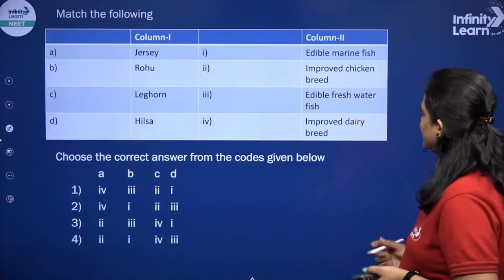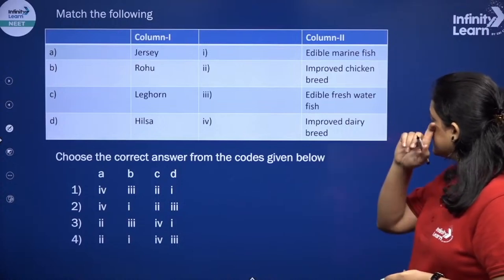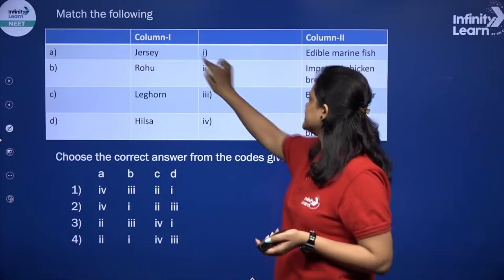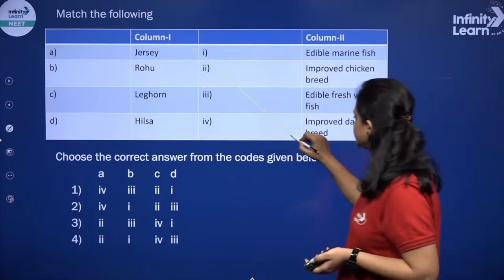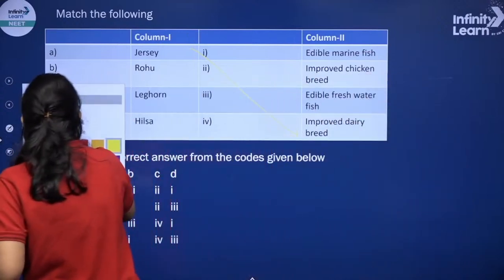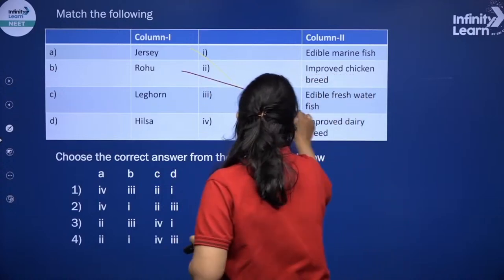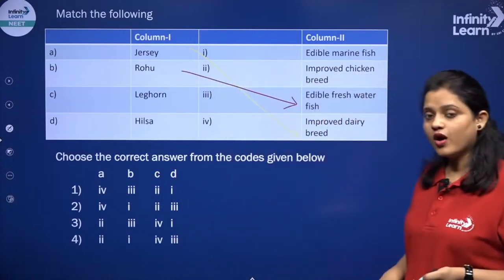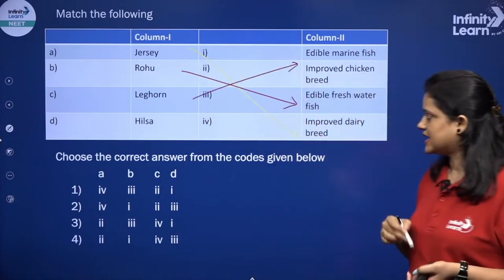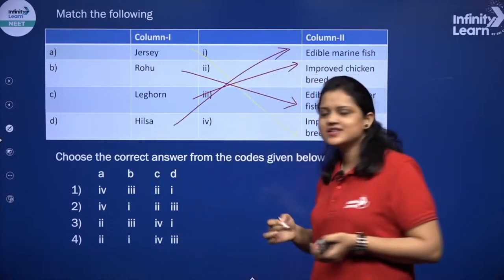Next question. Match the following. Choose the correct answer from the options given below. Jersey is an improved dairy breed, isn't it? Jersey cow gives lots of high quality milk. Rohu, Labeo rohita, is an edible freshwater fish. Yes, very tasty. Leghorn is an improved chicken breed. And Hilsa is an edible marine fish. Yes, favorite fish of Bengalis, including me.